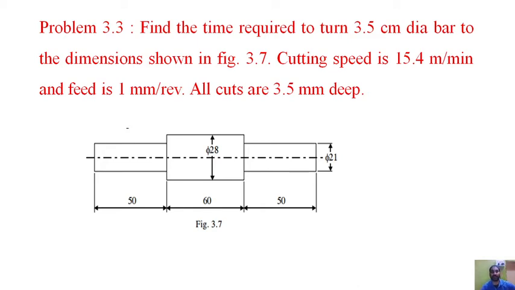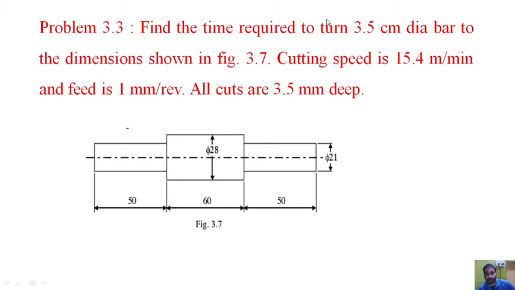So if you give radially 3.5 mm, diametrically it will cut 2 times that 3.5 mm. That means if you give 3.5 mm, the total diameter reduction in one cut will be 7 mm. So in the first step you have to cut 3.5 mm, which means in the first cut you can reduce it to 28 millimeter.